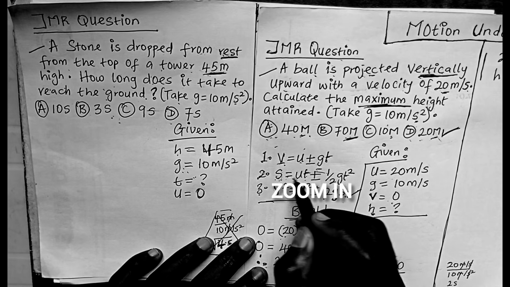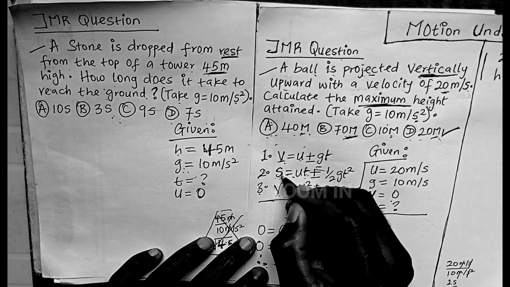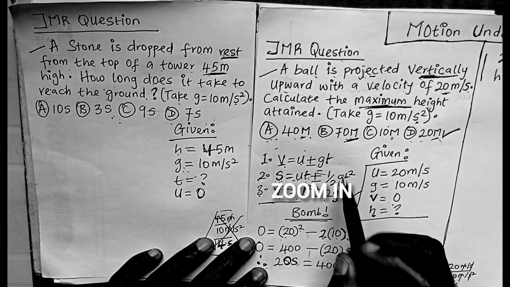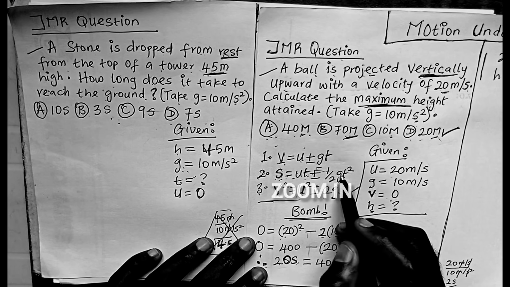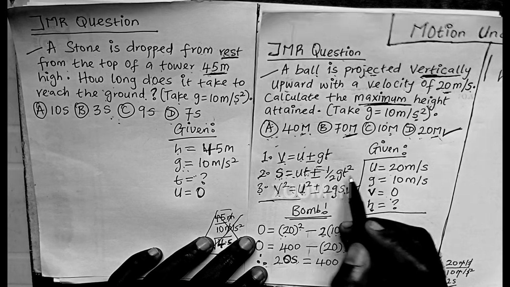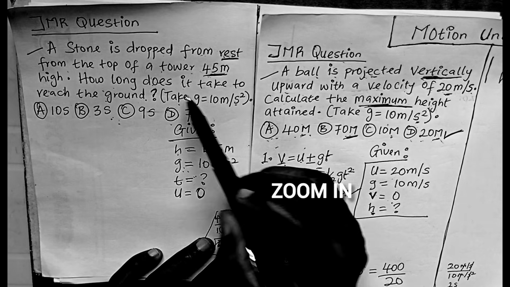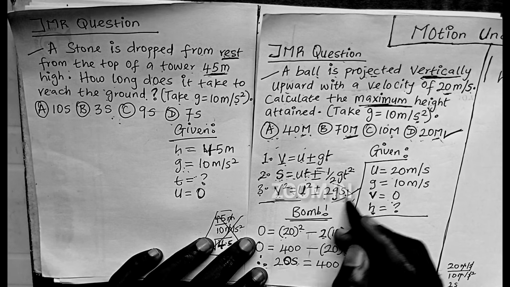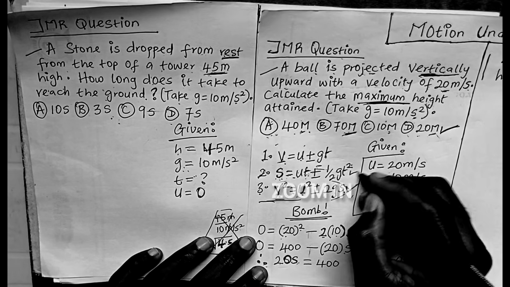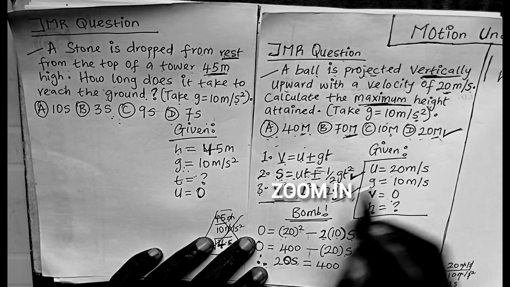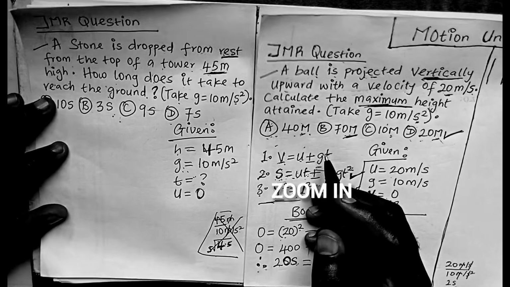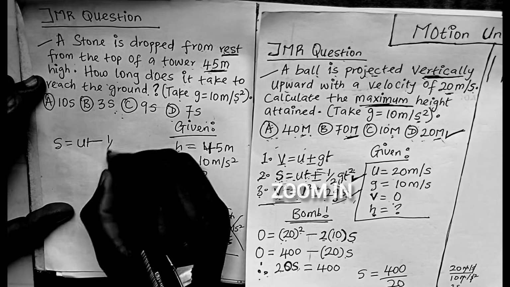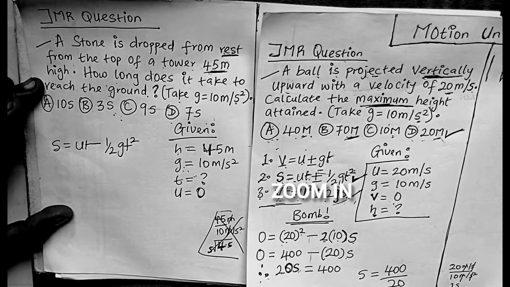So let's look at the second equation of motion. S, which is distance, is equal to ut minus 1 over 2 gt squared. We have u and we have t squared, and they ask how long it takes to reach the ground. The other equation doesn't even have t at all, so this one is the best. We are going to use it. The formula is S is equal to ut minus half gt squared.